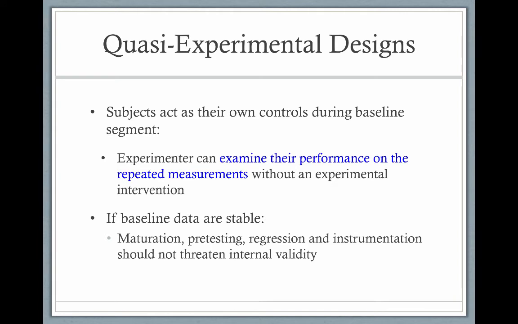Subjects act as their own controls during the baseline segments. The experimenter can examine their performance on the repeated measurements without an experimental intervention. The baseline data are stable, like I said. Maturation, pretesting, regression, and instrumentation are not threats to internal validity because you do so many observations.